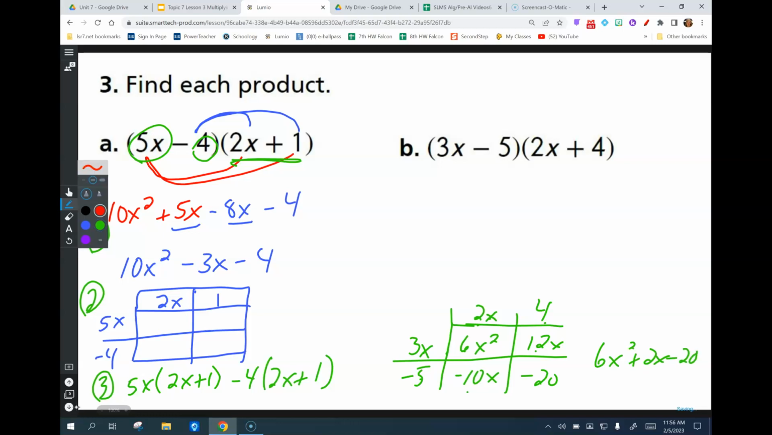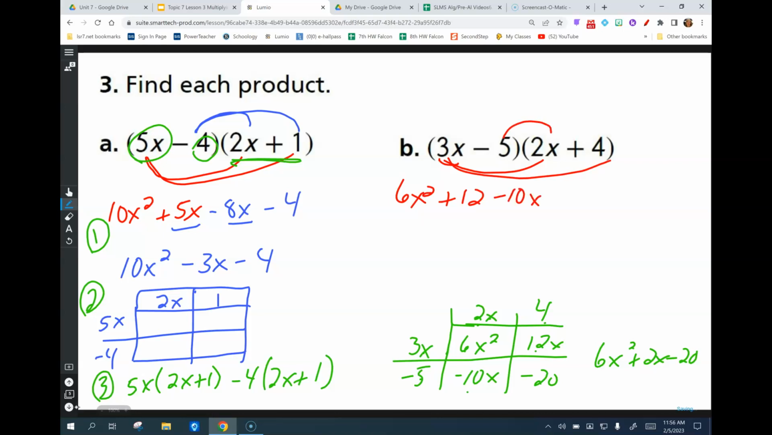The way I like to do it is I like to take the 3x times the 2x, 6x squared, 3x times 4, 12x. Then I take negative 5 times 2x, which is negative 10x, negative 5 times 4, which is negative 20. Whoops, forgot my x. So again, I get 6x squared plus 2x minus 20. Same answer I got with box method.